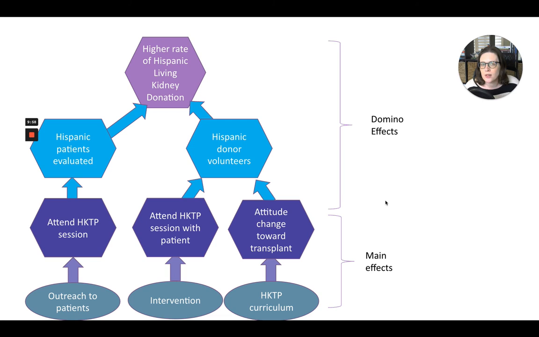What's most important, though, about this diagram is the way that you can begin to see the main effects and domino effects. Here, ultimately, you see the long-term outcome, and that's really influenced by two factors. You have to have more Hispanic patients who are evaluated for that living kidney donation, and you have to have more donors who are stepping up as volunteers who are willing to donate that kidney.